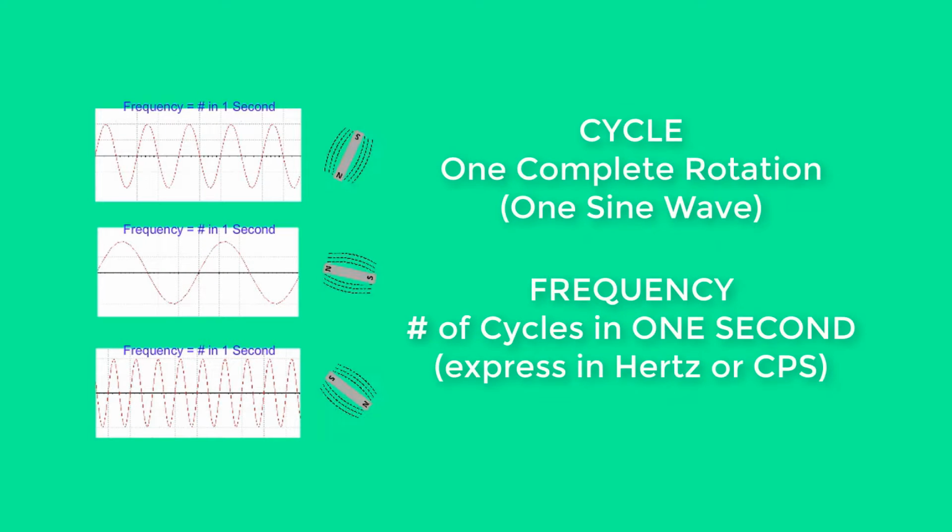The term cycle is used to identify the voltage created by a complete rotation of the generator. The term frequency is used to identify how many of these cycles occur in 1 second. The term hertz or CPS is used to identify a frequency. Notice in the example how the different rotation speeds create different frequencies.